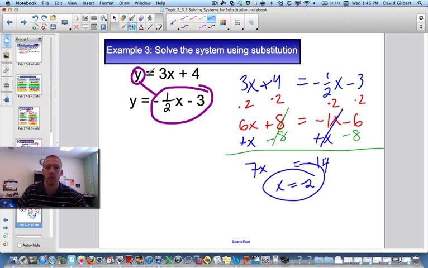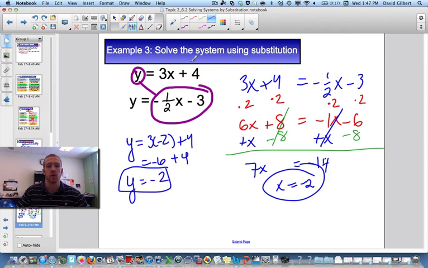I now plug that in. It doesn't matter which one. I'm just going to plug it into the first one. y equals 3 times x, which is negative 2, plus 4. So y equals negative 2.